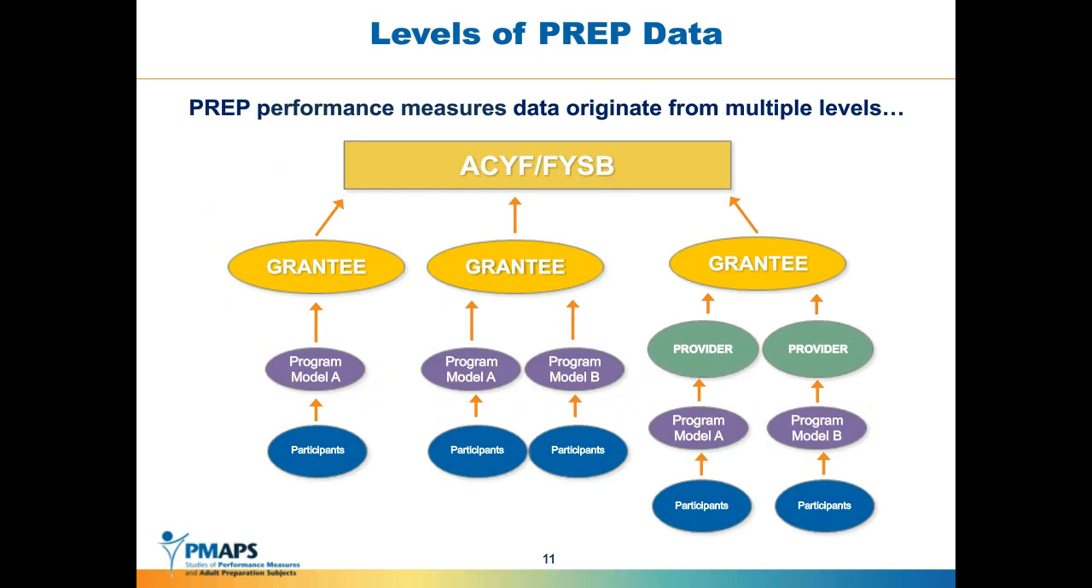The PREP performance measures originate from various levels. Each PREP grantee reports data to ACYF and FISB, and these data are based on information about the grantee themselves, as well as information about each program that is being delivered. Some grantees may serve as their own providers if they are directly providing program services to youth rather than allocating resources to a partner organization to deliver the program. That's shown in the first example here, where the grantee is directly providing program model A. We also know that some grantees are delivering more than one program model, and that's shown in the middle grantee structure. However, many grantees have partnered with other organizations who are responsible for providing PREP services directly to youth, and that is shown in the third example in this chart. These organizations who are directly serving youth are referred to as providers.